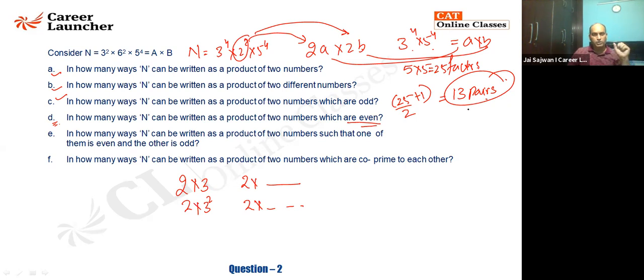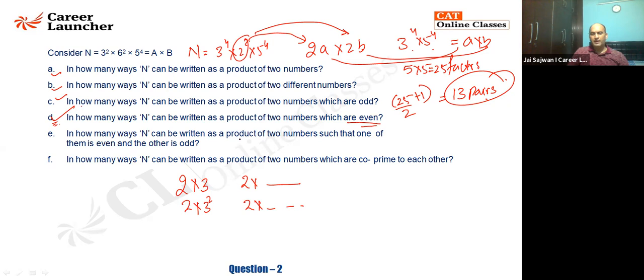Fine, anyone, any question you can ask? You understand there were two 2s, one 2 is gone there, one 2 is gone there. I know two 2s are gone there, so it is only 3 to the power 4 into 5 to the power of 4 that I want to distribute. There are 25 factors which are possible. So there are 13 ways through which you can do it. Fine. So D is also done.